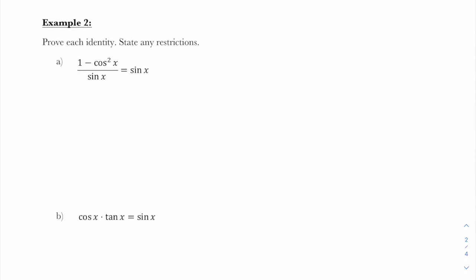Okay, in example 2a, we're going to prove that 1 minus cosine x squared divided by sine x is equivalent to sine x. When you're proving an identity, you need to pick a side. So here's my advice. I'm going to recommend that you always choose the more complicated side.